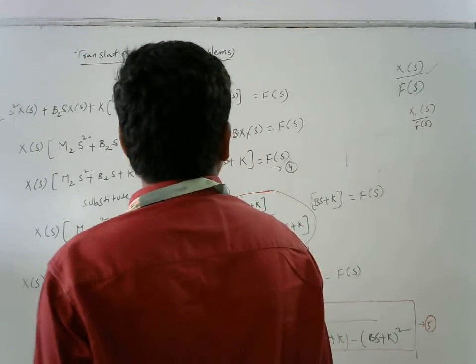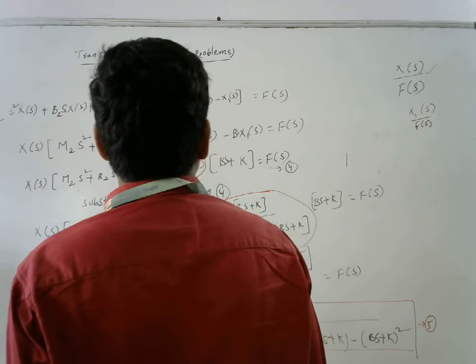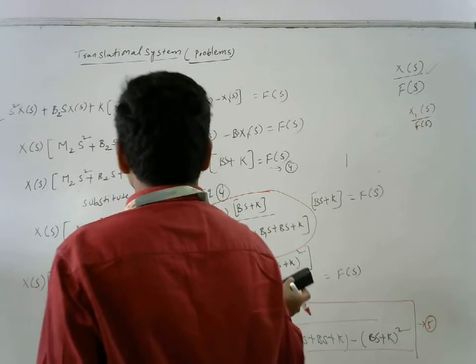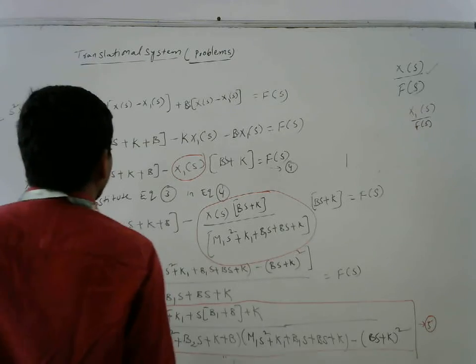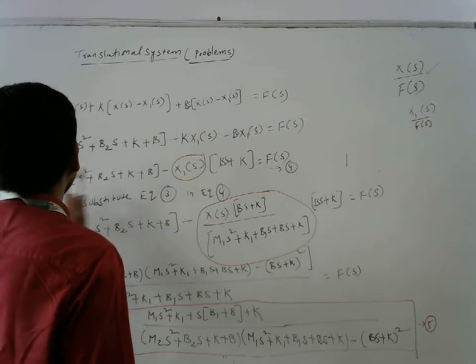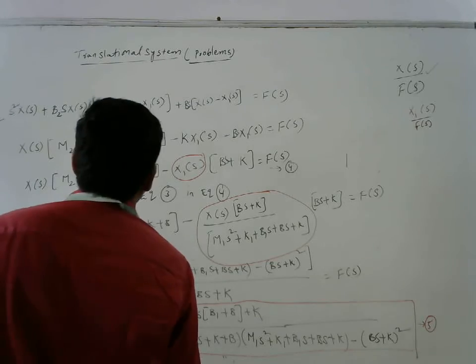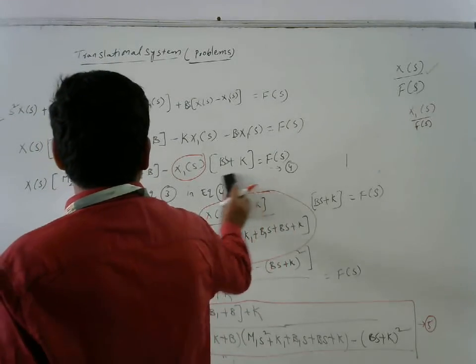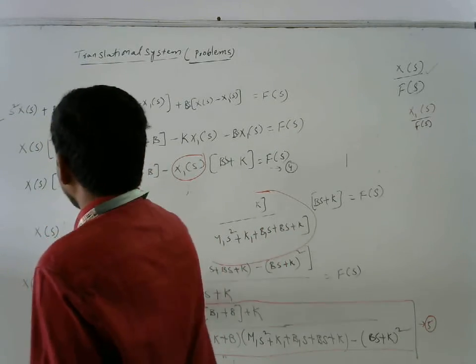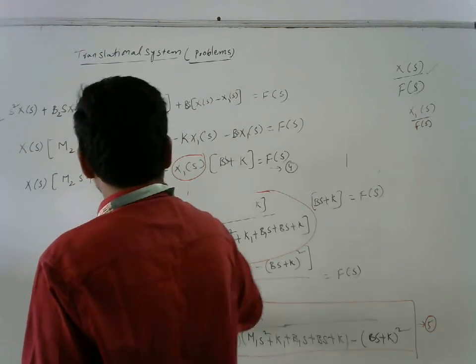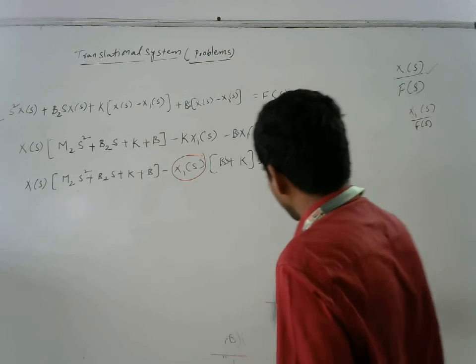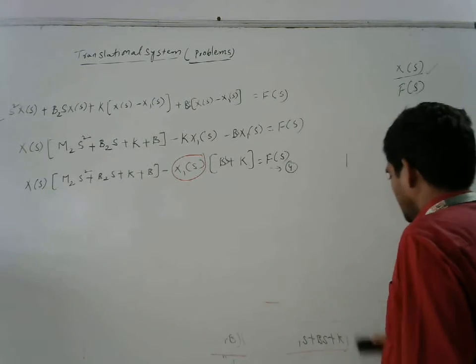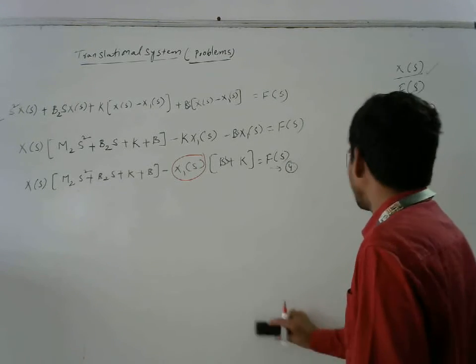Again, now we need to find x1 of s by f of s. Once again, I can remove which equation? Here it will be useful. So I am keeping it like this. I think x of s by f of s we can calculate. Now you keep the fourth equation like that only. Now you go to equation number 1.